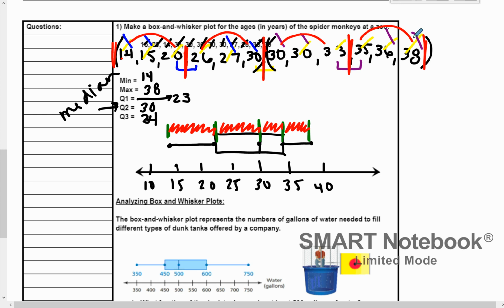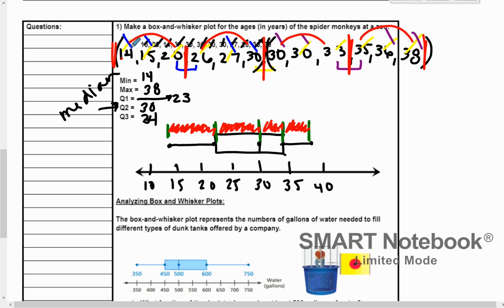So we split up our data perfectly even so that there's the same amount of numbers inside each group. That's why I'm saying that these are 4 equal parts, even though they don't look equal, because there might be, for example, 34 and 38 closer together than, let's say, 14 and 23. There's more numbers in between 14 and 23 than there are up here.